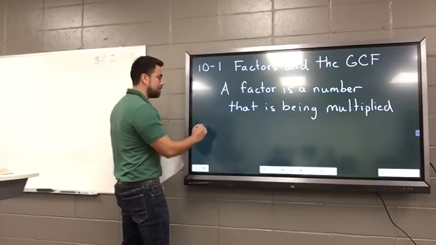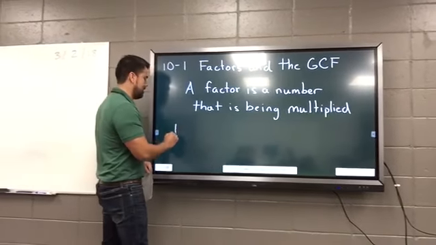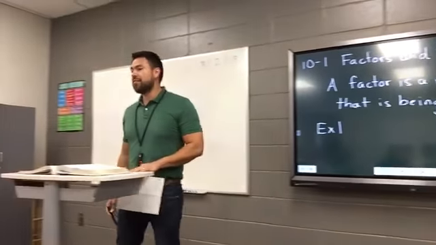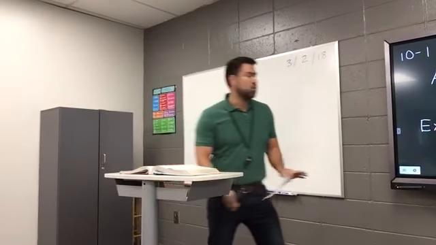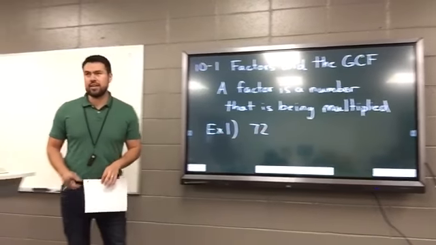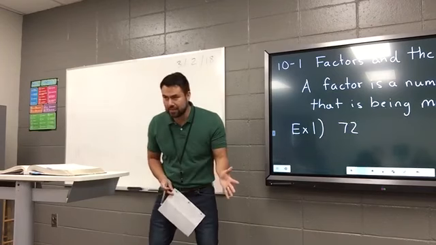Okay, we're going to look at example number 1. I'll go ahead and turn. You guys okay with that? Example number 1. It wants me to find the factors of 72. So I'm using the number 72. And basically what they're asking, what are the numbers that you can multiply to get 72?